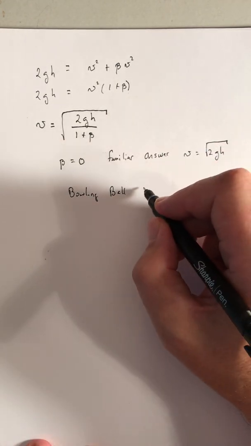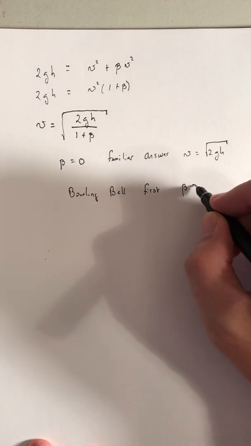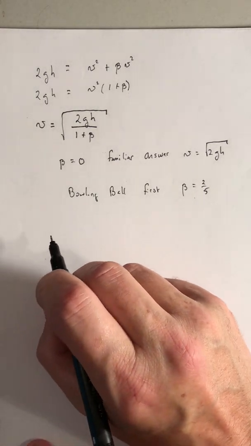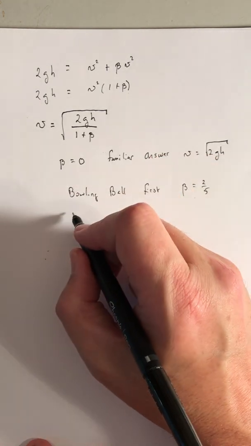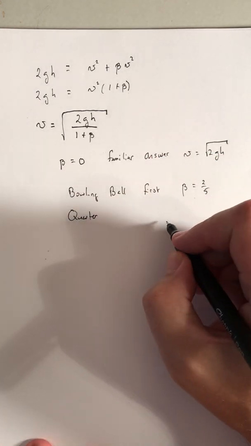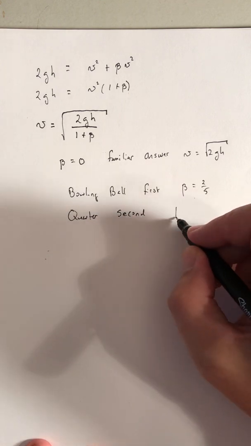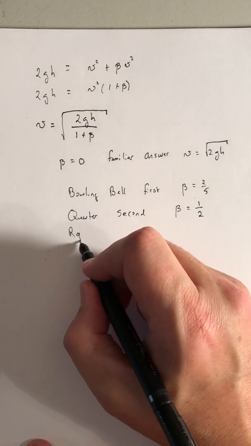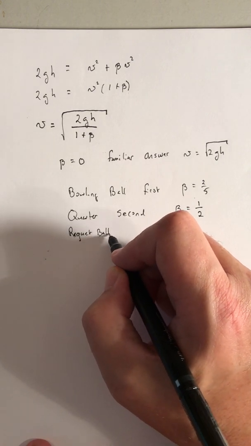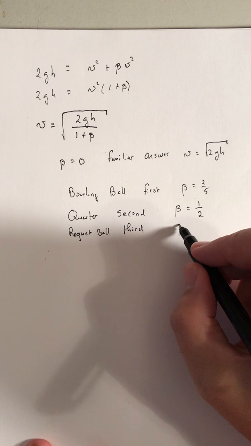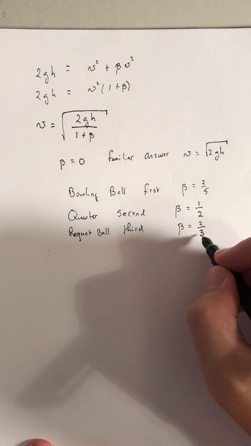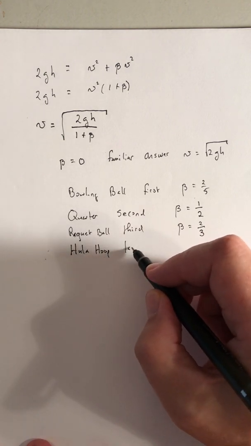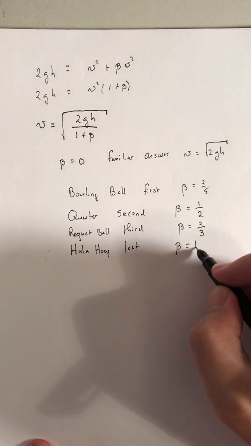So the ranking out of our 4 objects is going to be first the bowling ball, because it had a beta of 2/5. The next smallest is actually going to be the quarter. It had a beta of 1/2. Third is going to be the racquetball, because its beta was 2/3. And then last was our hula hoop, because it had the largest beta, 1.